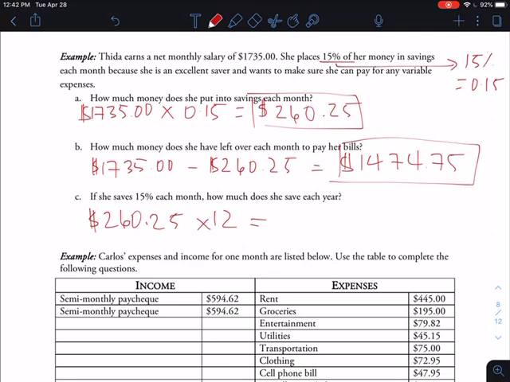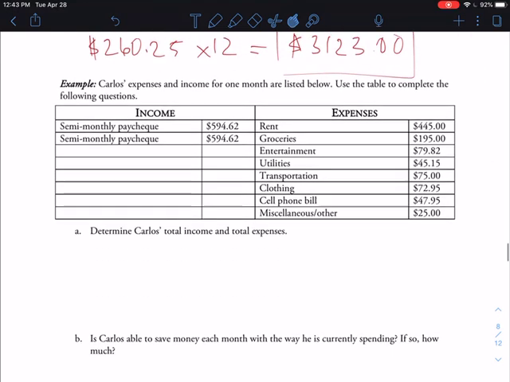I'm going to punch that into my calculator as well, just to get that number, and that gives me $3,123.00 per year. There we go. All right, let's move down the page here.